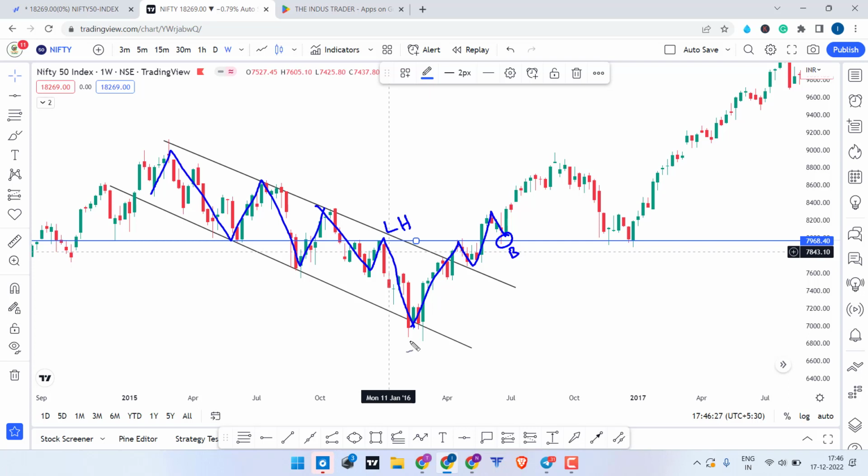Thereafter you see it completely changed the formation. From here, this is the low and this is the high, and again this is a higher low, and this is a higher high, and again this is a higher low, and you can see the blast here.